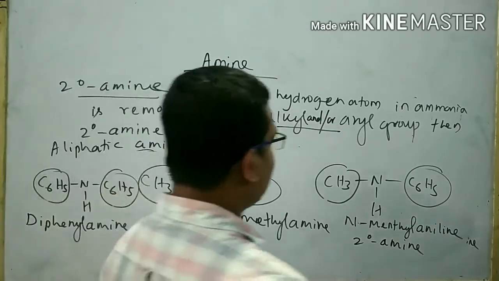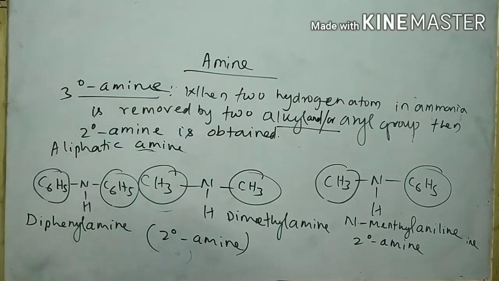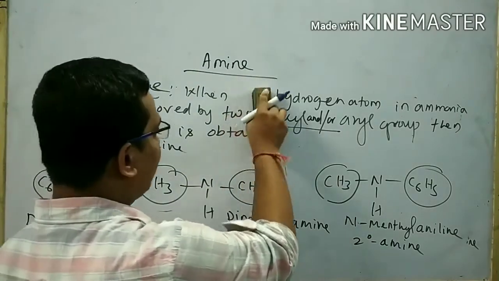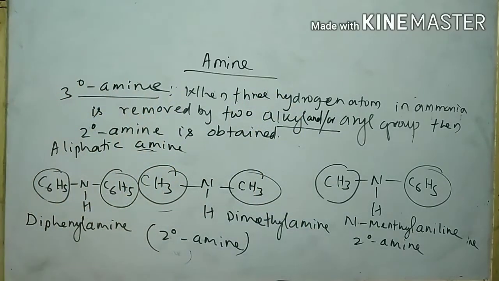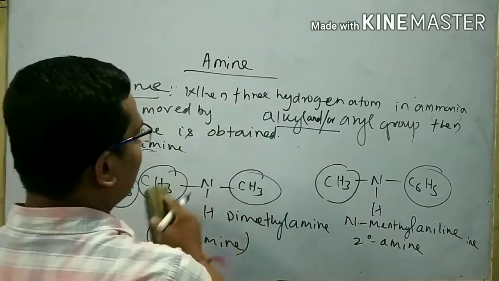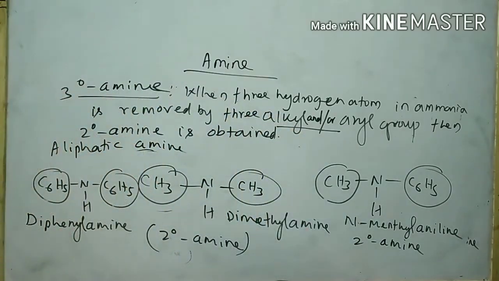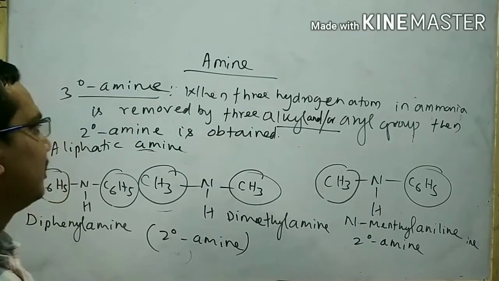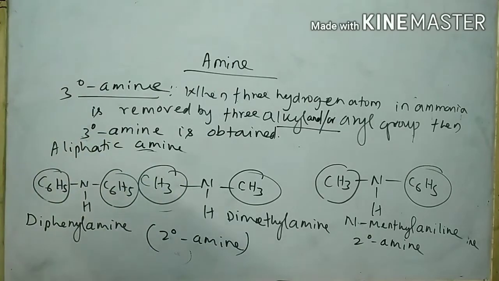Now I will discuss 3 degree amine. When 3 hydrogen atoms in ammonia are removed by 3 alkyl and or aryl groups, then 3 degree amine is obtained. Take an example.